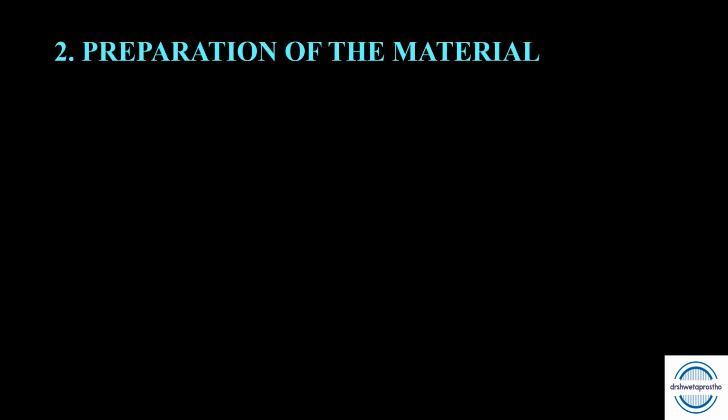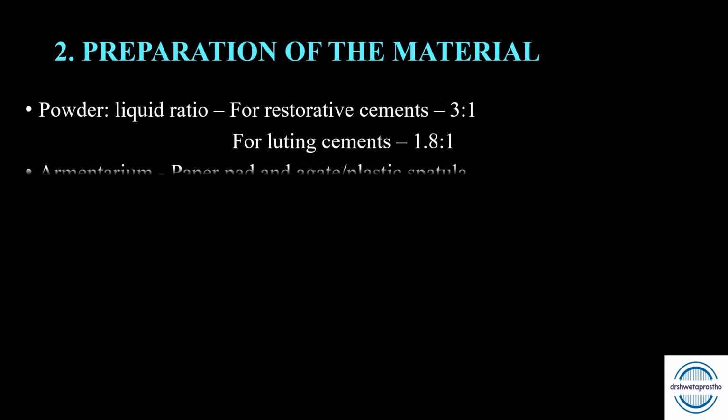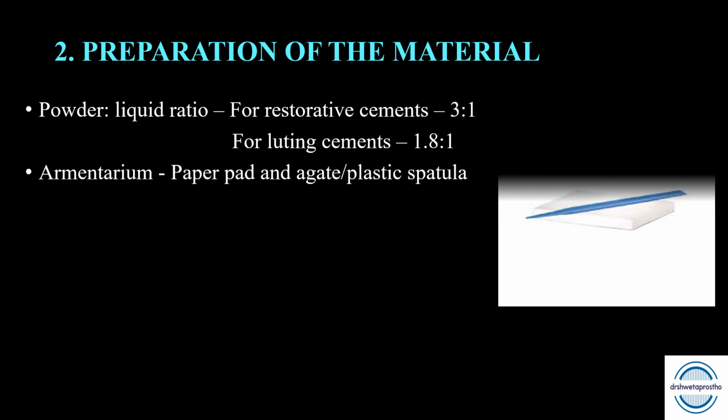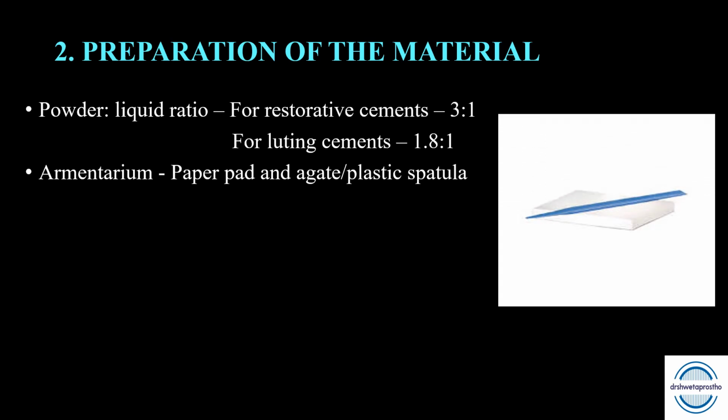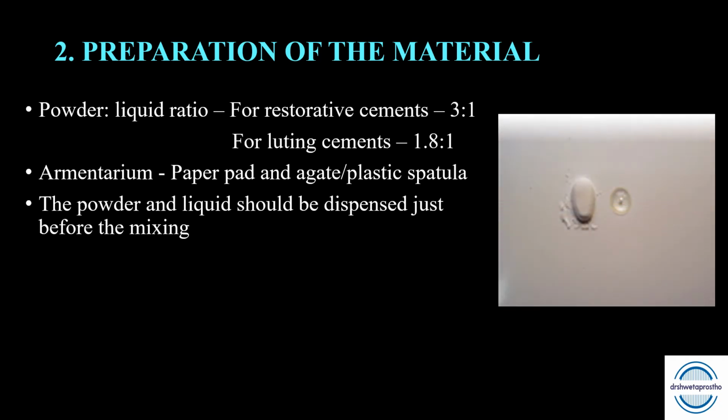Next is the preparation of the material. For the preparation, first is the powder liquid ratio. For the restorative cement, the powder liquid ratio should be 3:1, and for the luting cements, it should be 1.8:1. For the mixing, we need a paper pad and an agate or plastic spatula. Then the powder and the liquid should be dispensed just before the mixing. It is very important because prolonged exposure to the atmosphere can change the acid water ratio of the liquid.